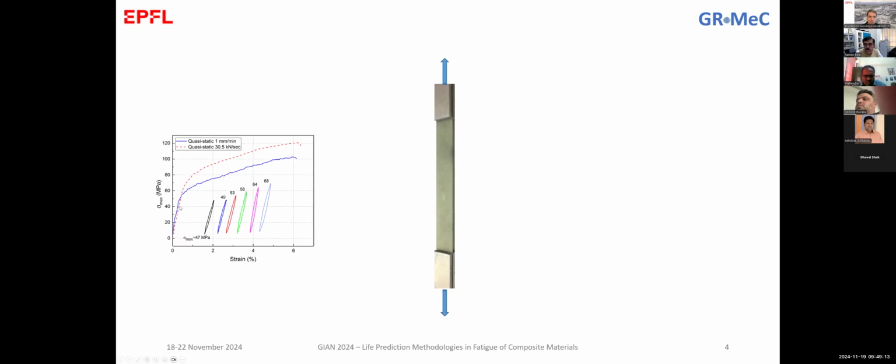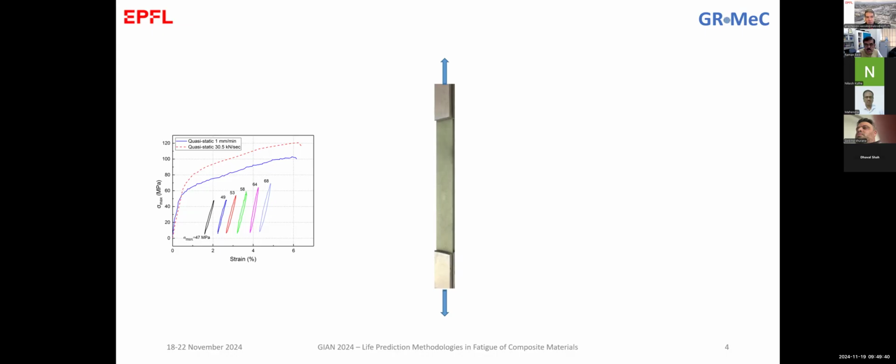First of all, coming back to the static, quasi-static results, we see different behavior. And the different behavior there is due to the different loading rate. The loading rate for the blue curve is 1 millimeter per minute. This is the standard loading rate that is defined by the ASTM standard for quasi-static testing of composite laminates.